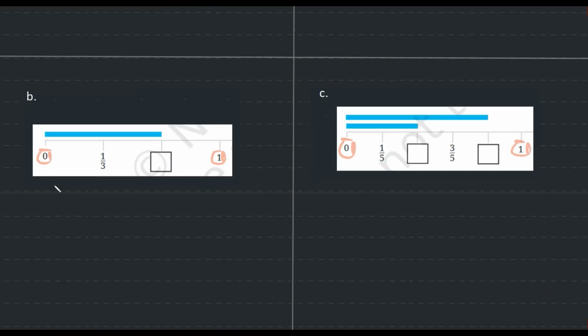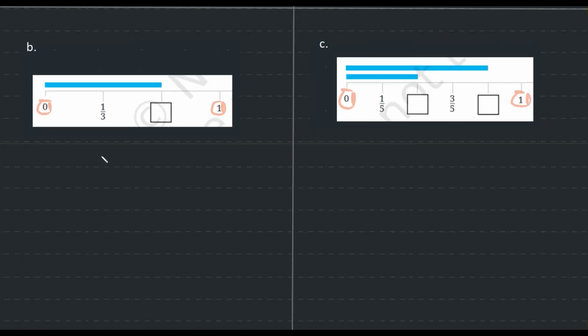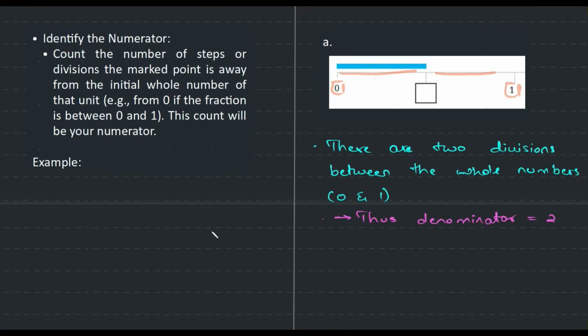In this case, what is the denominator? Can you guys tell that? How many parts are there? So between 0 and 1, there are 1, 2 and 3 parts. And in this case, the denominator is equal to, between 0 and 1, there are 1, 2, 3, 4, 5. So that's how you figure out the denominator.